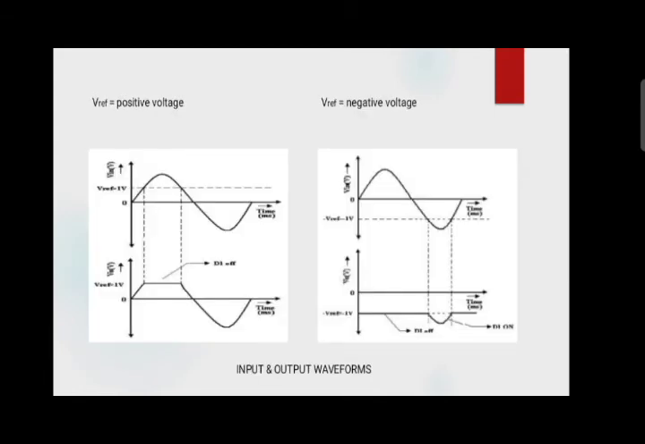This is the figure of the output waveforms of the positive clipper. The first figure is the output waveform of the positive clipper with positive reference voltage. The second figure is the output waveform of the positive clipper with negative reference voltage. But whatever the reference voltage, the output will be clipped off above the reference voltage in the positive clipper.